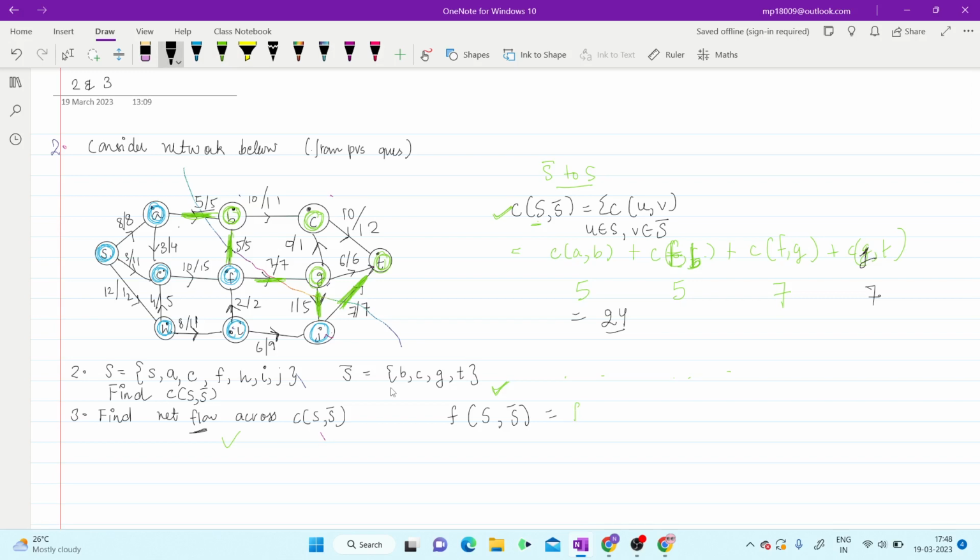First of all, did everyone understand why we have to worry about only these five edges and not the rest of the edges? Is it clear to everybody why we have to just worry about these five edges and not the other edges?